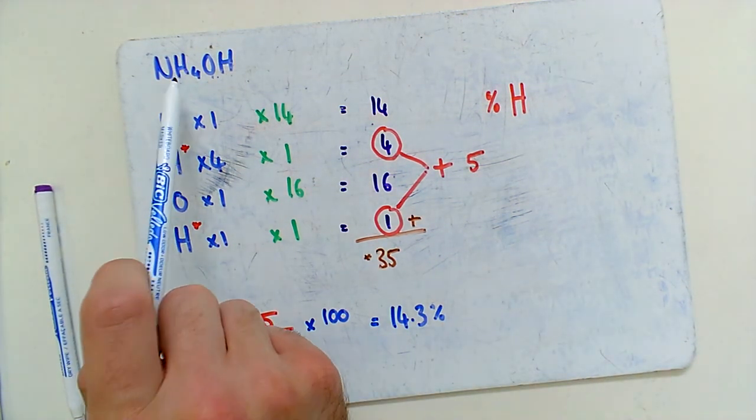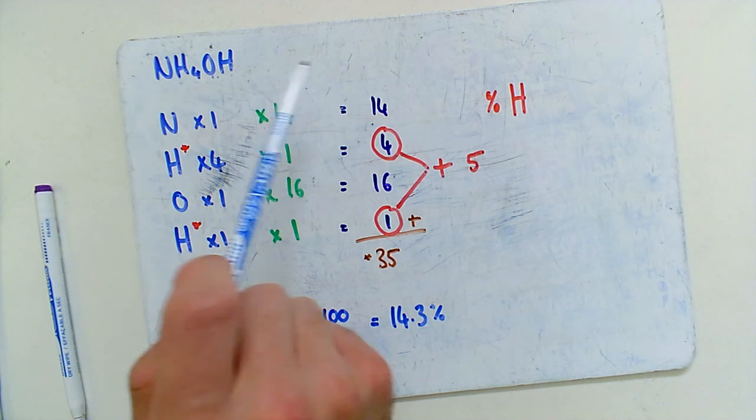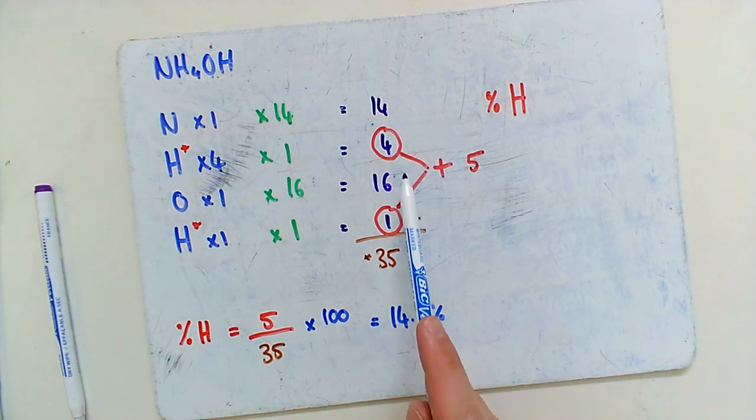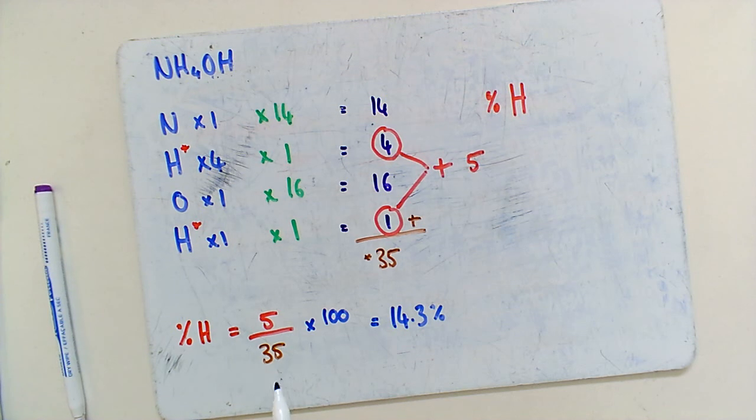So just be careful: if the element appears twice and you're asked for it, make sure you add up both, or 3 times if it shows up 3 times, the number of times it's there, to get your total for that element, and then divide it by the formula mass. So that was a brief introduction to percentage composition. Hopefully that was clear, and thank you for your attention.